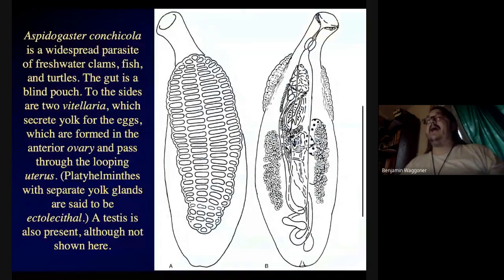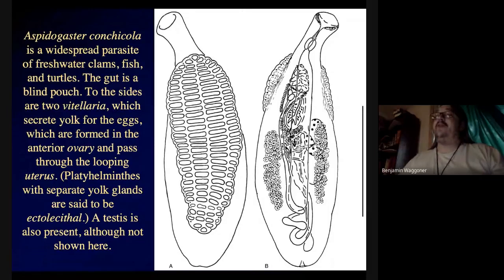There's a diagram of one that shows you the anatomy. Aspidogaster conchicola. I don't know if I will be able to do it in this week's lab, but it kind of depends on water levels in the creeks around here. But I might try to collect some freshwater mussels and see if I can find any of these. I've never done this before. It might be interesting to try. So we might open up some freshwater clams.